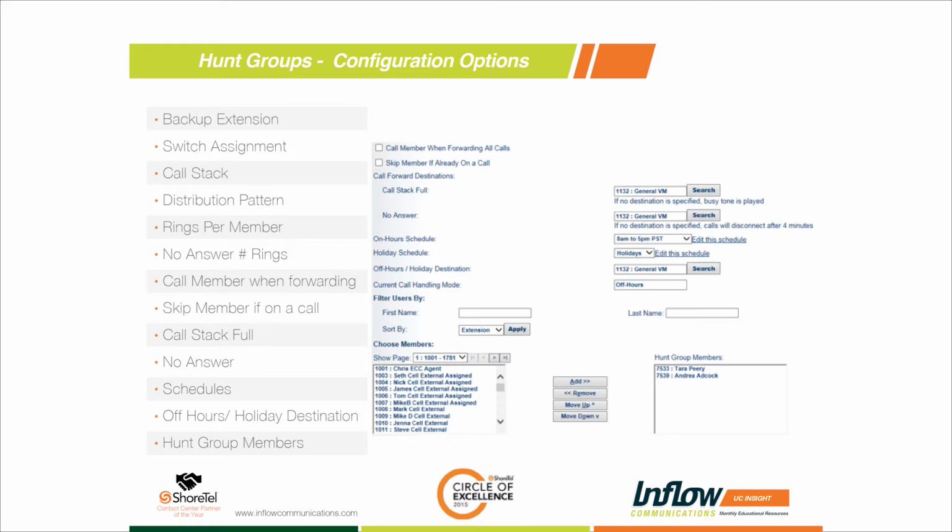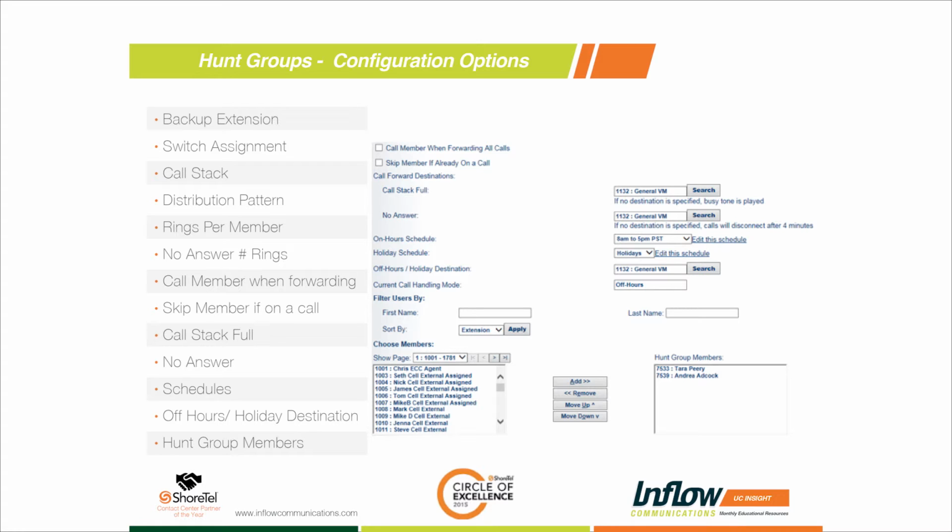Skip member if already on a call. So some users who don't want that call waiting feature that I talked about, if somebody's already on the phone, we can just skip that person, not ring in the call waiting. Most of our customers enjoy the call waiting capability of a hunt group, and that's a lot of the reasons why they're using a hunt group, so they can use that call waiting capability that is offered inside of a hunt group.